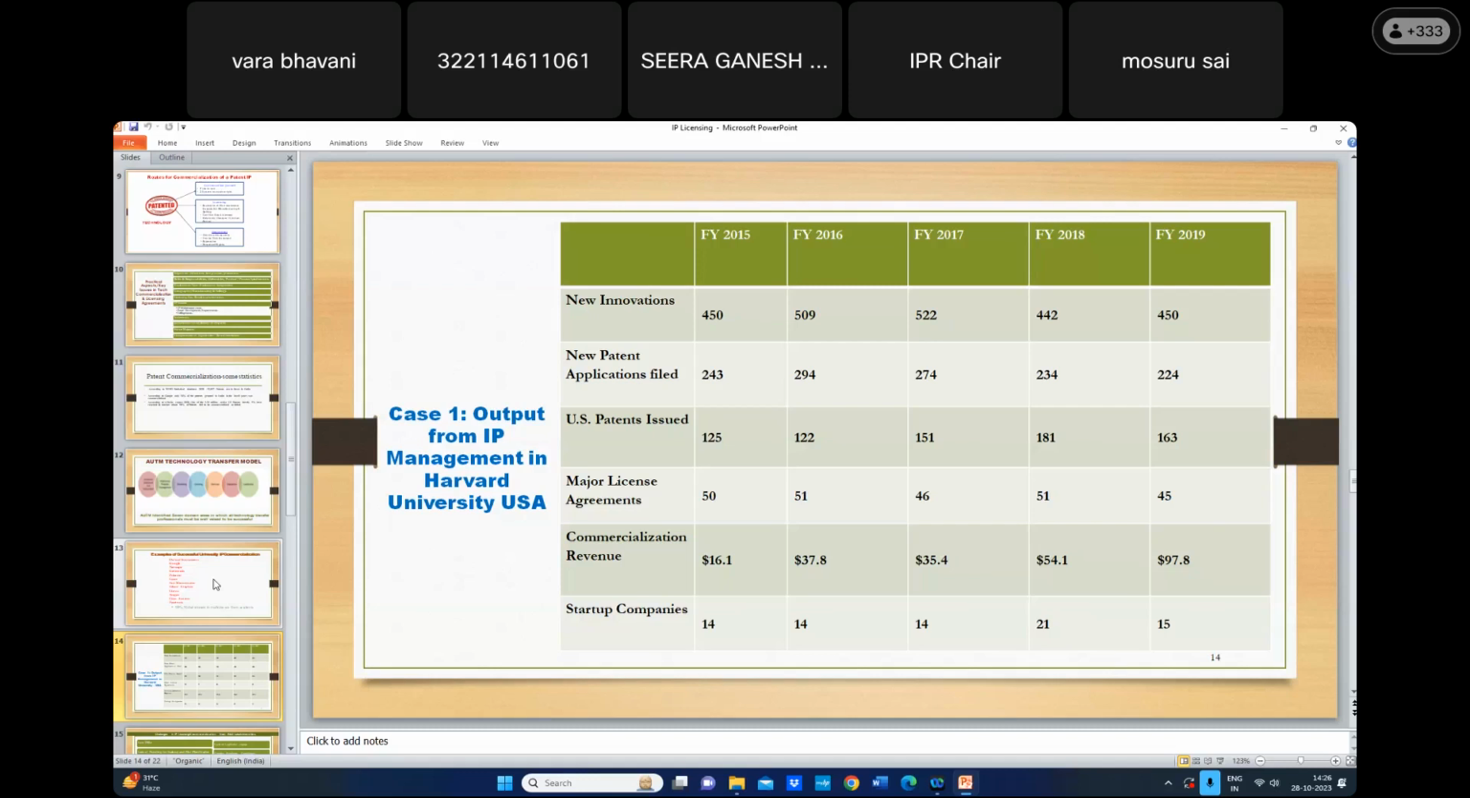So once licensed, what happens? Commercialization takes place, and they also get royalty and licensing fees. On an average, they are currently getting around 100 million US dollars. 100 million US dollars means how many lakhs? 1 US dollar is 8 crores or 8.3 crores. So about 800 to 900 crores they are getting as licensing fees from their university technology patent commercialization. Apart from that, they are also able to launch around 15 to 20 startups every year from their own IP, what they have created in the university.